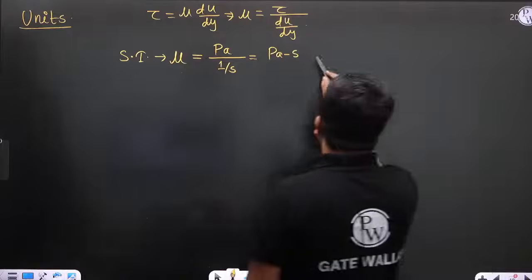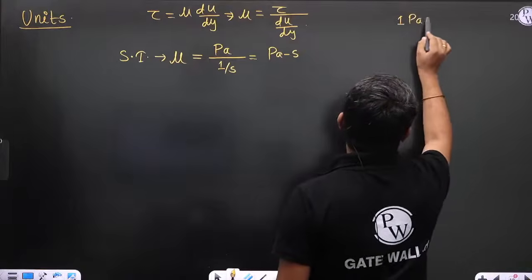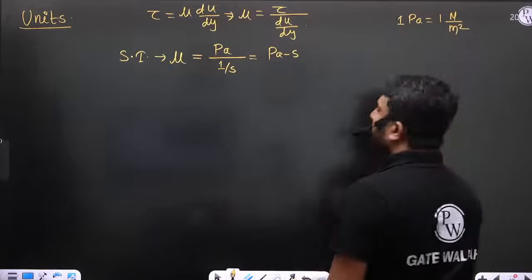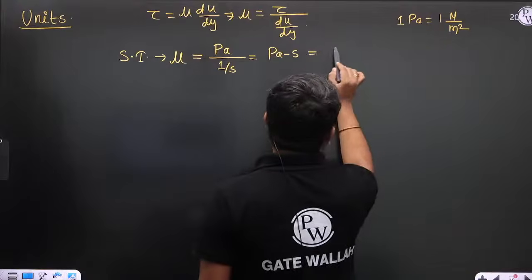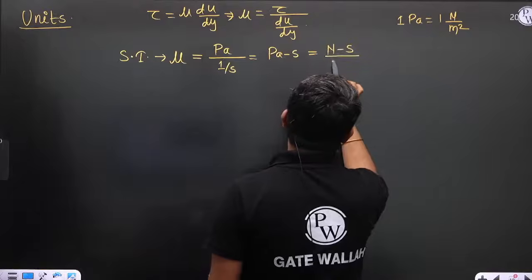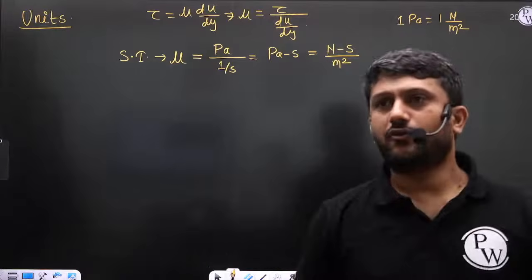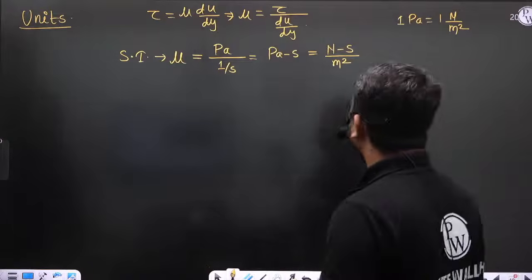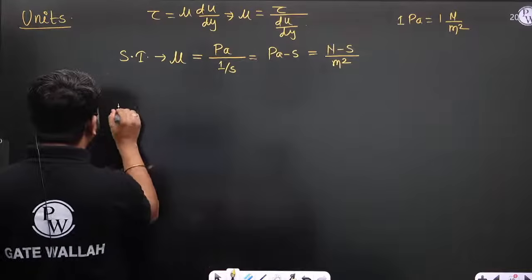We also know 1 Pascal is equal to 1 Newton per meter square. So we can say this is also equal to Newton second per meter square, right? So SI unit for the viscosity is Pascal second or Newton second per meter square.